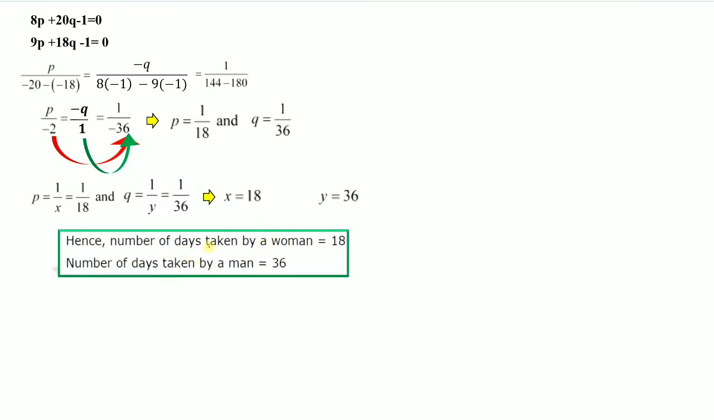Hence, the number of days taken by a woman alone to complete this particular work is 18 days, and the number of days taken by a man to complete that work is 36. That is the end of this wonderful question, and the end of this chapter number 3. I hope you understood it nicely and fully. Complete the work and keep on making all the mathematical calculations yours forever. All the best.